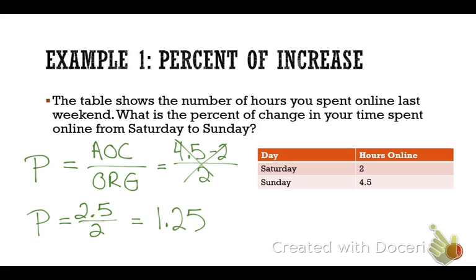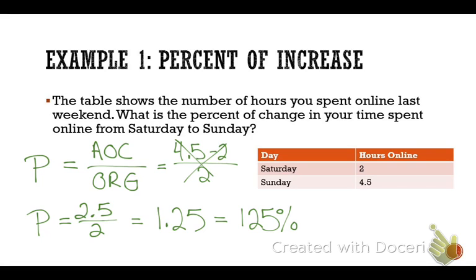Now, in my formula, just like we learned yesterday, there's nothing in my formula that converts the decimal to a percentage, which means I have to do it. Okay? So this is a decimal value, but the problem specifically asked for the percent of change. So what is 1.25 as a percent? Yes, 125%.